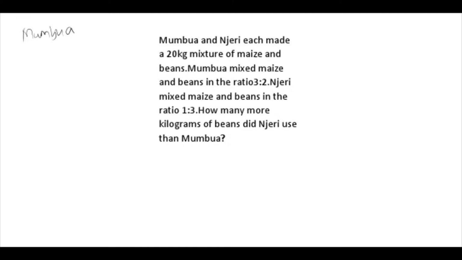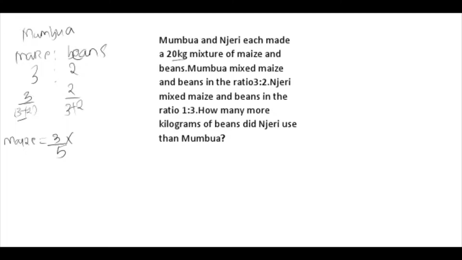So for Mumbwa, the ratio of maize to beans is 3 to 2. And the total kilograms of maize and beans is 20. So to know the amount of maize and that of beans, we are going to find the fraction of maize. So fraction of maize is given by 3 over 3 plus 2, while that of beans is 2 over 3 plus 2. So for maize we have 3 over 5, that is from 3 plus 2, of the total kgs, which is 20. So 20 divided by 5 is 4. 4 times 3 is equal to 12. So we have 12 kilograms of maize.